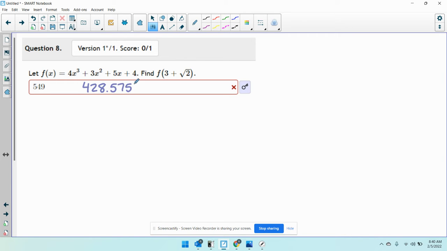Because they don't tell us how many decimal places they want, we'll just assume 4. That's a good place to go if you don't know how many decimal places they're asking for.